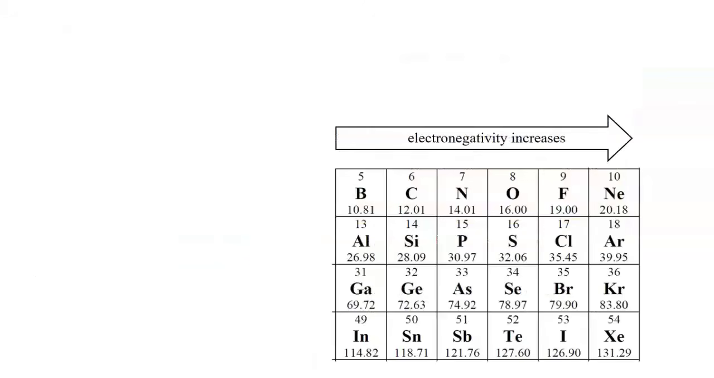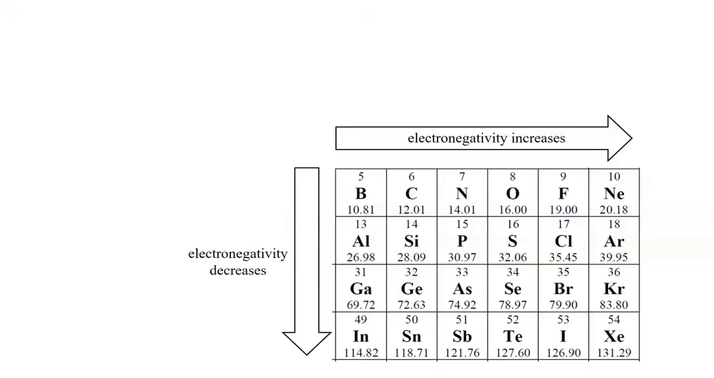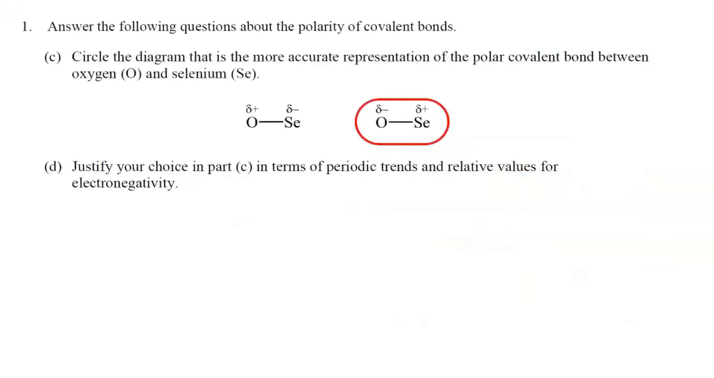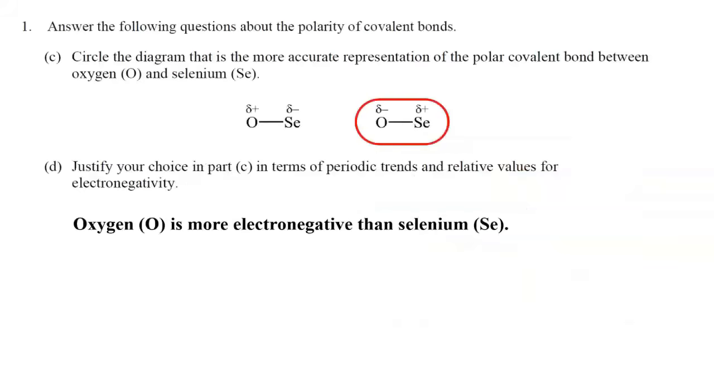So the horizontal trend is that electronegativity increases from left to right. The vertical trend is that electronegativity tends to decrease from top to bottom. So oxygen and selenium are in the same group, but since oxygen is further to the top of that column, oxygen is more electronegative than selenium. So now oxygen will carry a partial negative charge. So oxygen being more electronegative than selenium is the justification in Part D.